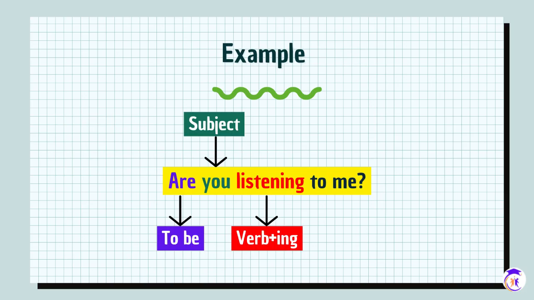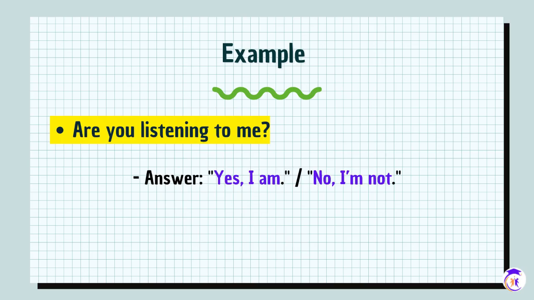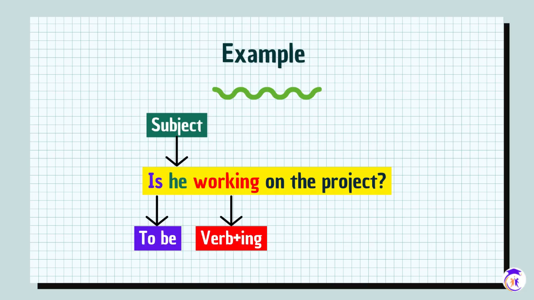Examples. Are you listening to me? This question is formed using the auxiliary verb are, which is in the present tense and corresponds to the subject you, while listening is the main verb in its continuous form, ending in ing, to indicate an ongoing action. This question asks whether the person being addressed is actively listening at the present moment. Possible answers are, yes, I am. No, I'm not.